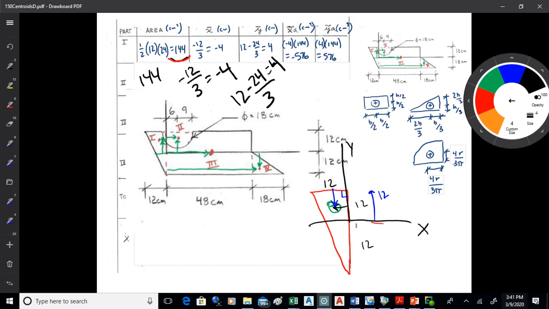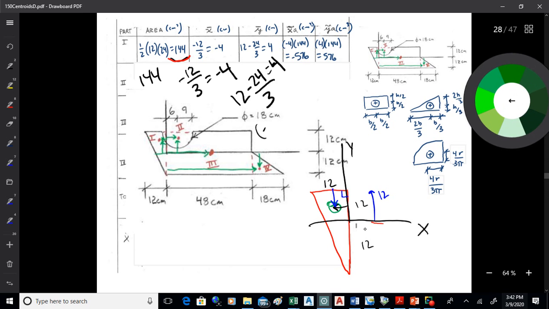And so basically I got to come up with the area, which is a pretty straightforward thing to do. The challenging part of this is coming up with those distances. But once I have them, I just do the multiplication. So I'm going to take -4 times 144, and that's -576. And then I'm going to take 4 times 144, and that's 576, okay? So that gets me that filled in.